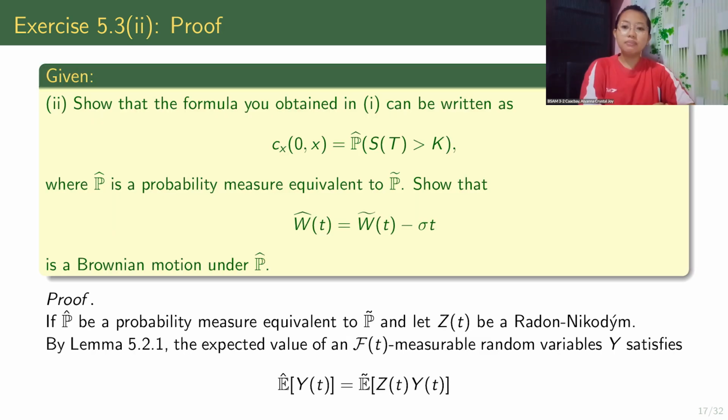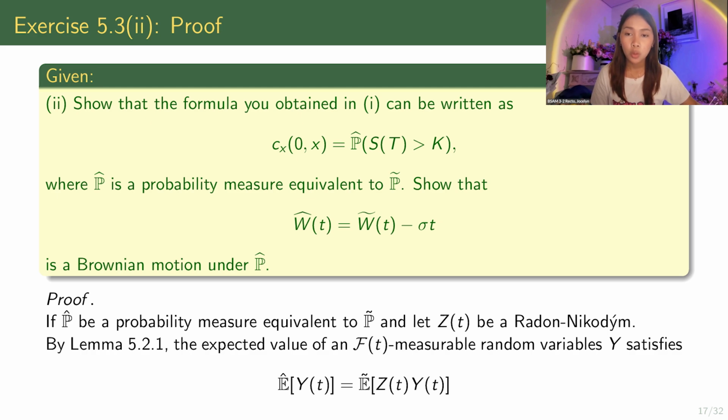For exercise 5.3, item 2, show that the formula you obtained in item 1 can be rewritten as c sub x of 0 comma x equal to the probability that the asset price S at time T is greater than the strike price K, where P hat is a probability measure equivalent to the risk neutral P. Show that W hat of T equals W of T minus sigma times T, where sigma is constant, is a Brownian motion under P hat.